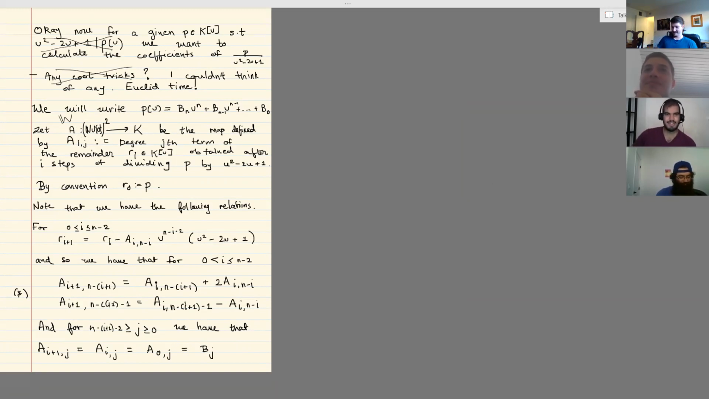So now we define this function from this set to the field, and it's the map defined by a sub ij. Basically, a of ij is the degree jth term of the remainder r sub i obtained after i steps of dividing p by u squared minus 2u plus 1. Right. I should just say probably degree jth coefficient, not term.